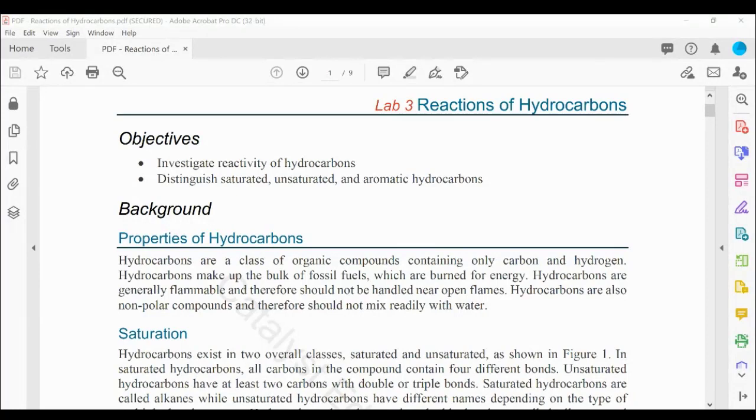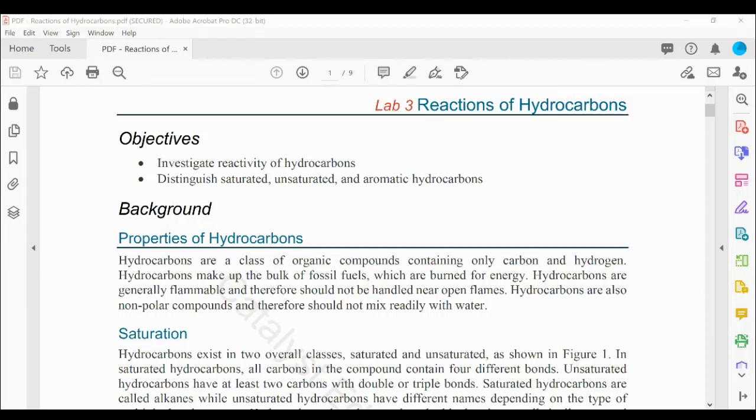Another characteristic of hydrocarbons is that they are non-polar compounds. What does that mean? That they are not soluble in water. We will see some examples later. The first division made in this background, in this write-up of the experiment, is that hydrocarbons can be either saturated or unsaturated.